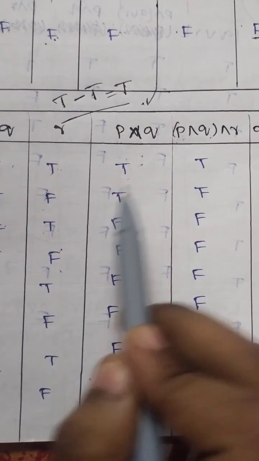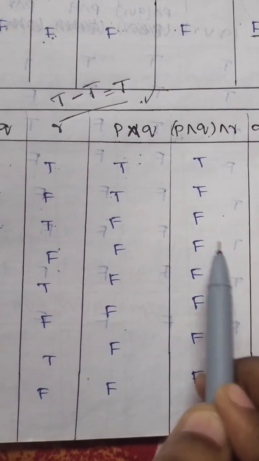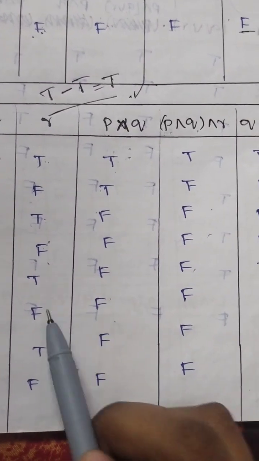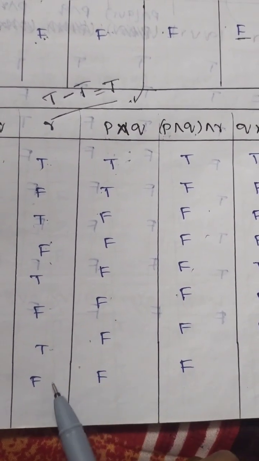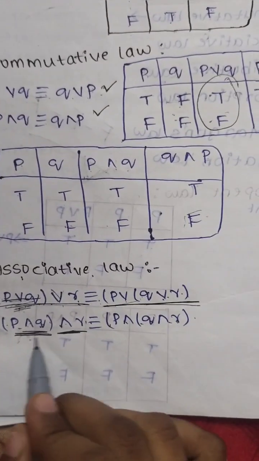So true true means true, true false means false, false true means false, false false means false, false true means false, false false means false, false false means false. Only true when it is true true means true. Okay, this first condition completed.